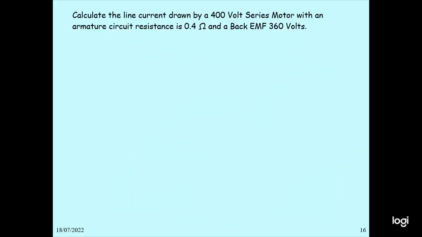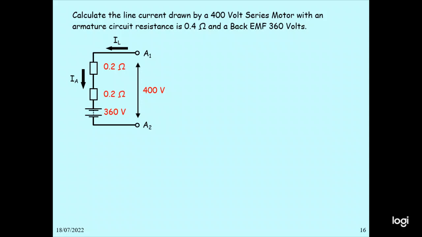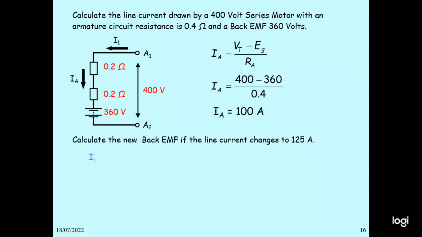We have to calculate the line current drawn by a 400 volt series motor with an armature circuit resistance of 0.4 ohm and a back EMF of 360 volt. IA equals (VD minus EG) divided by RA, so (400 minus 360) divided by 0.4, IA is 100 ampere. Now calculate the back EMF if the line current changes to 125 ampere.